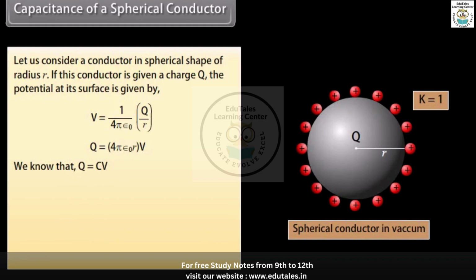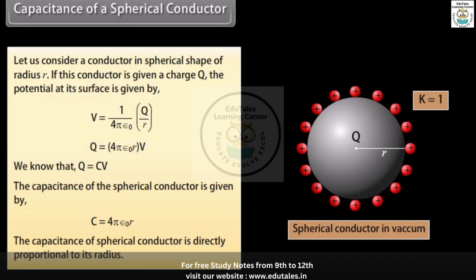On comparing above equations, the capacitance of the spherical conductor is given by C is equal to 4 pi epsilon naught r. This relation shows that the capacitance of spherical conductor is directly proportional to its radius. Larger is the radius, larger will be its capacitance. This expression is true for the conductor placed in air or vacuum.